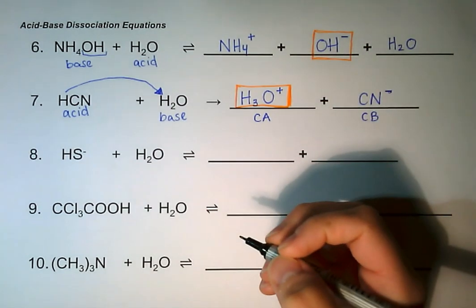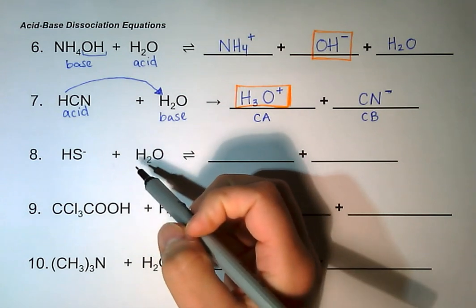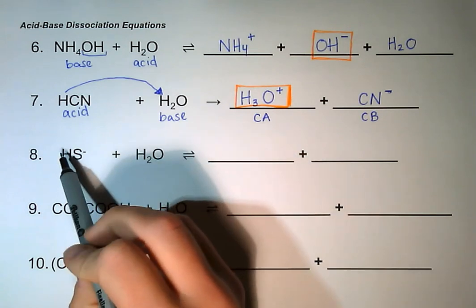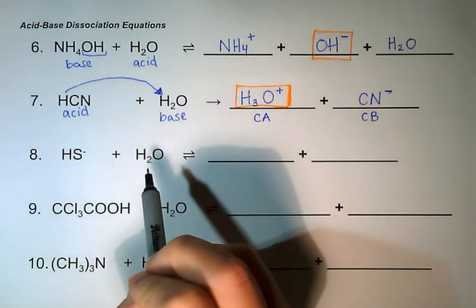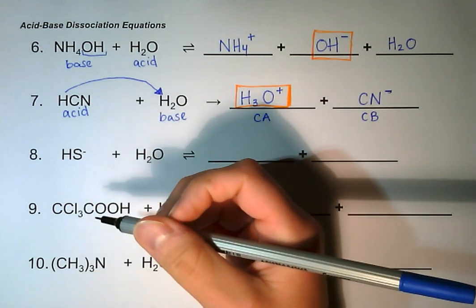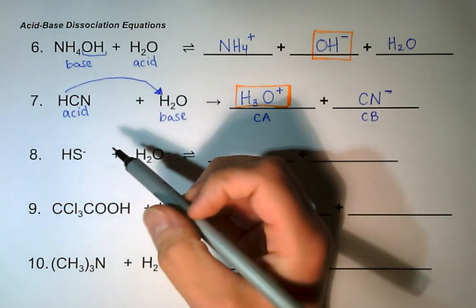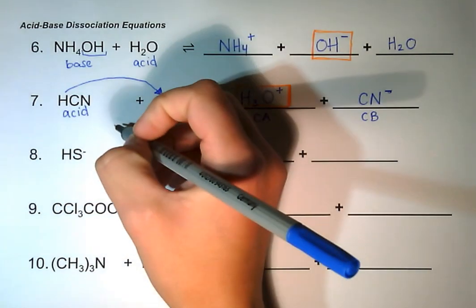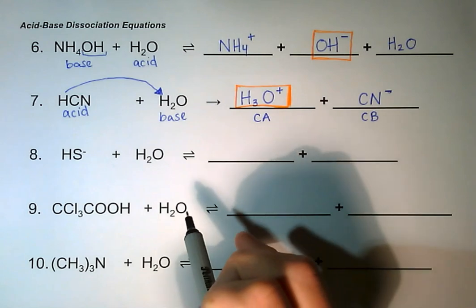Up next we have HS minus plus H2O. So this actually is a sort of tricky one because you look at it and you say, okay, well there's a hydrogen. The hydrogen could be donated to the water, and technically that is correct. But more likely what is going to happen is that the HS with a negative charge is going to accept a proton. And this is in an equilibrium state, meaning that it really happens in both directions.